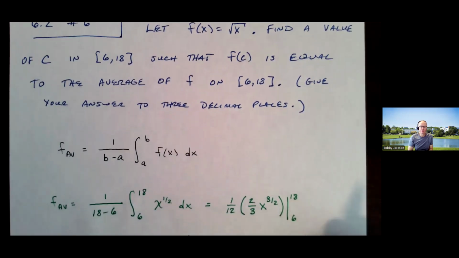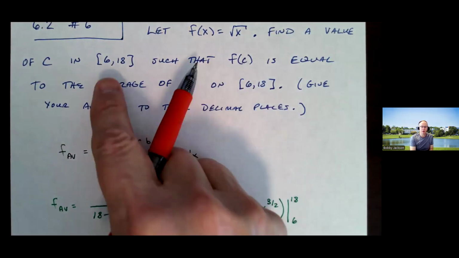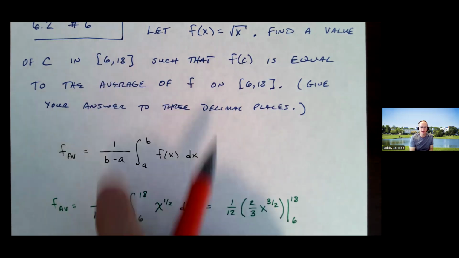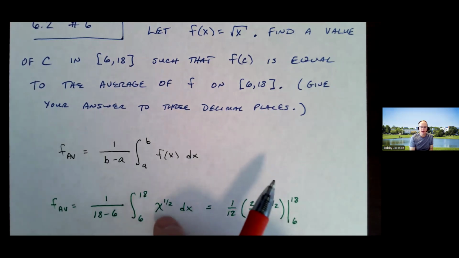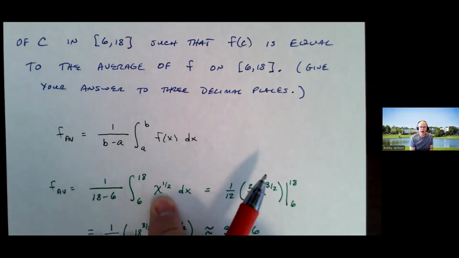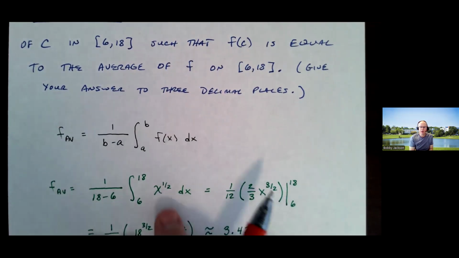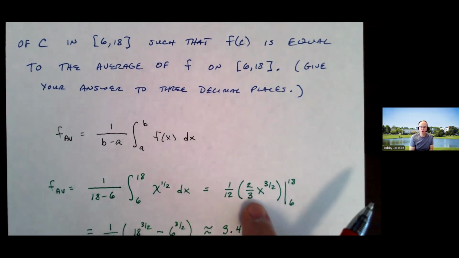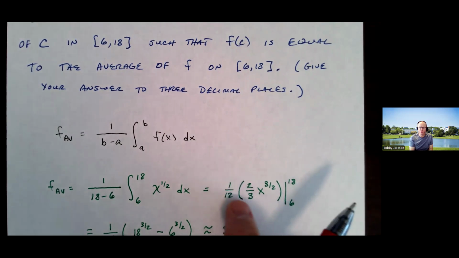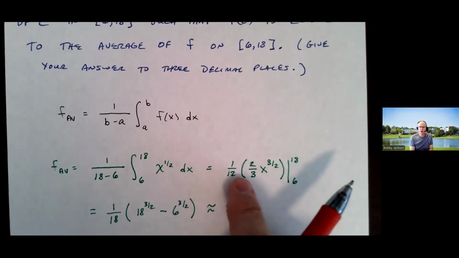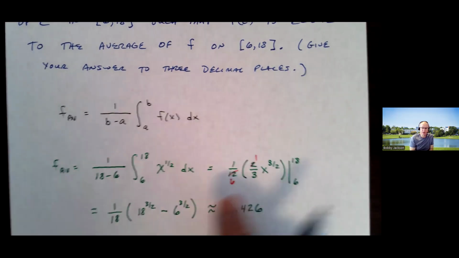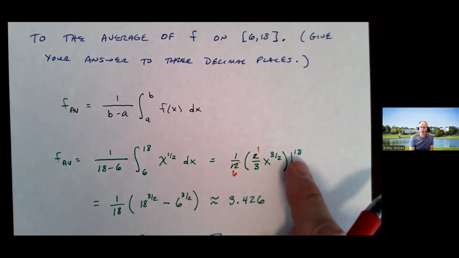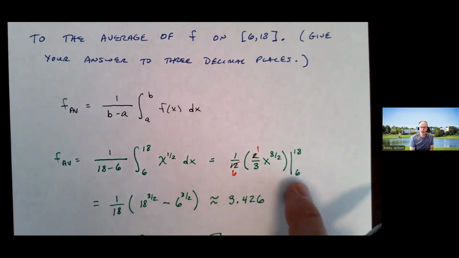First of all, we're going to find the average value for this function on the interval from 6 to 18, so a is 6, b is 18. So b minus a is 18 minus 6, integral from a to b, and the square root of x I'll write as x to the 1/2 power. Of course, this becomes 1/12. The antiderivative of x to the 1/2 is 2/3 x to the 3/2 by the power rule. And then simplifying here, 1/12 times 2/3 is what? 2 cancels with the 12, 6 times 3, we get 1/18. And then I evaluate the upper limit of 18 and lower limit of 6.